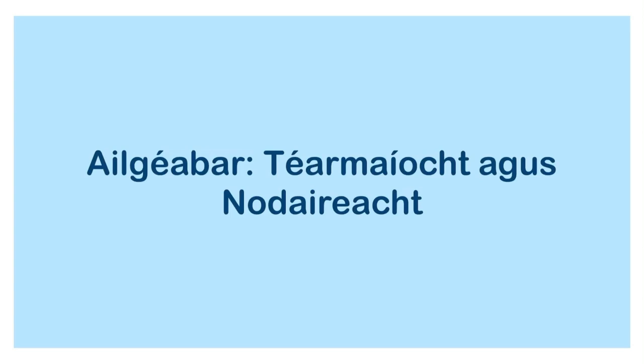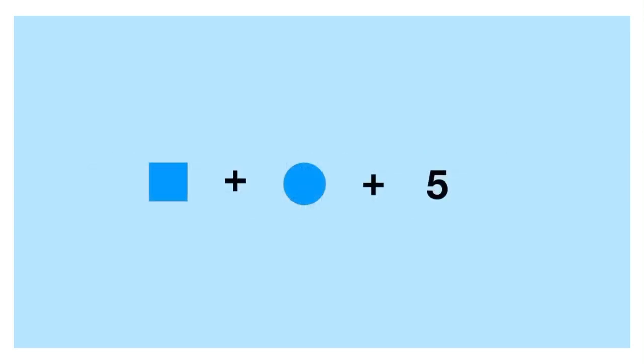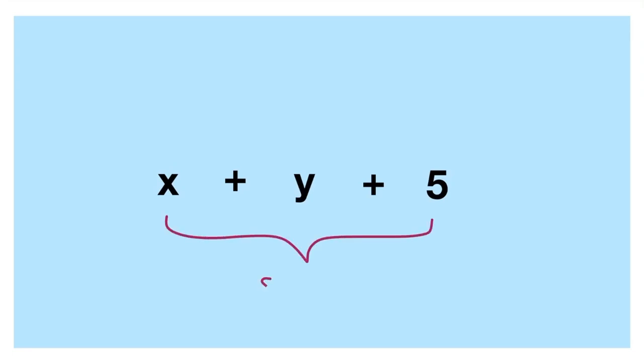We're going to be talking about some of the terminology and notation that goes with algebra. Earlier we were using symbols to represent numbers that we don't know yet. Now we're going to do the exact same thing but with letters. You can use any letters in the alphabet, but the most common ones are X and Y, especially X. So this sentence, X plus Y plus 5, we call this an expression, an algebraic expression.